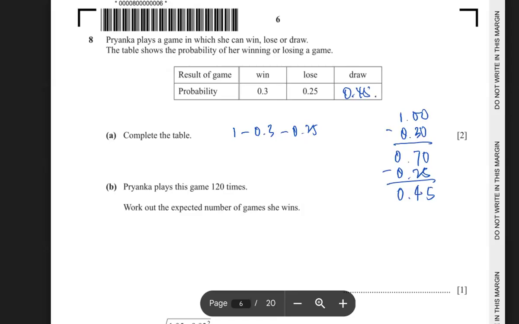Okay, next, Priyanka plays this game 120 times. Work out the expected number of games she wins. So expectation is just the number of trials times the probability of that event occurring. So it's 120 times 0.3. How do you deal with this decimal? 120 times 3 out of 10. Change it to fraction. Cancel, cancel. This is 36. Okay, let's move on.